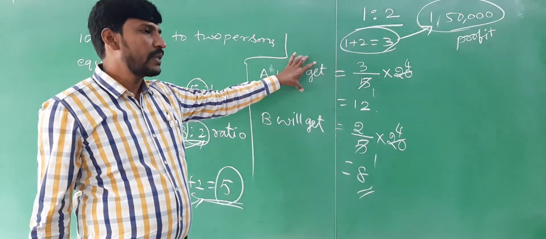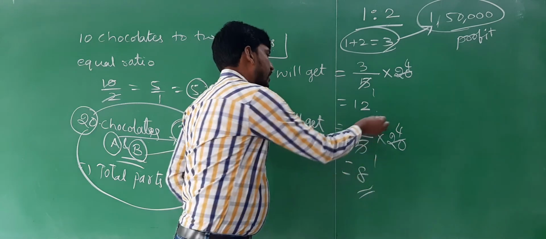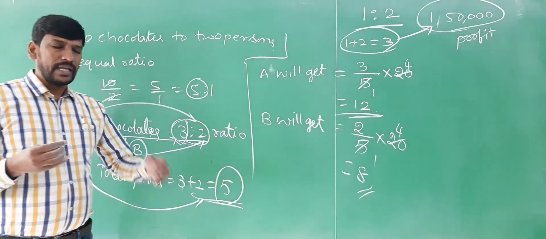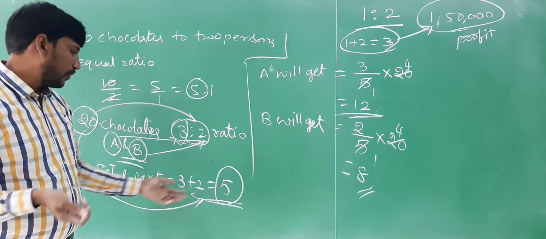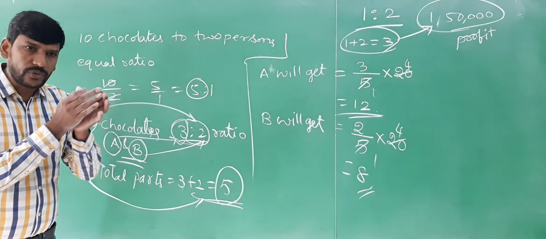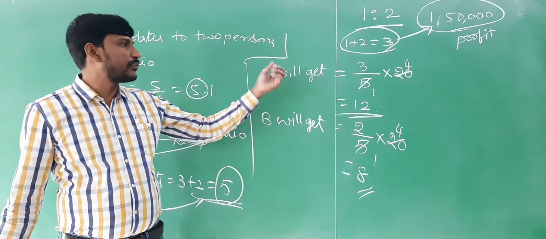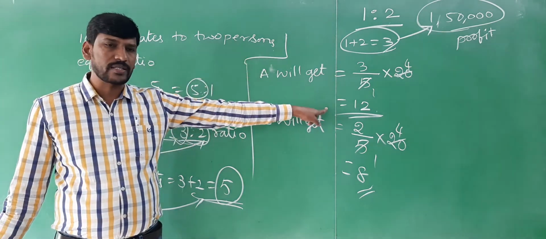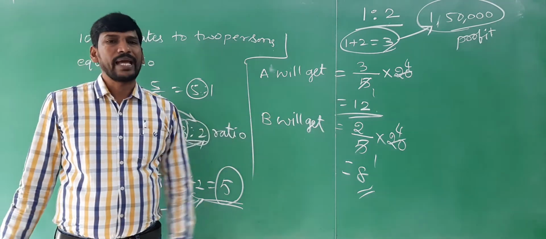3 parts means how many chocolates? That is 3 by 5 into 20. We will get 12 chocolates. Right, children? So that is in equal parts. In each and every part there are 4 chocolates. So the total is 5 parts, dividing 20 into 5 equal parts, in each equal part we will get 4 chocolates. So A's share will be 3 4s are 12 chocolates. And B will get 2 into 4 equal to 8 chocolates.